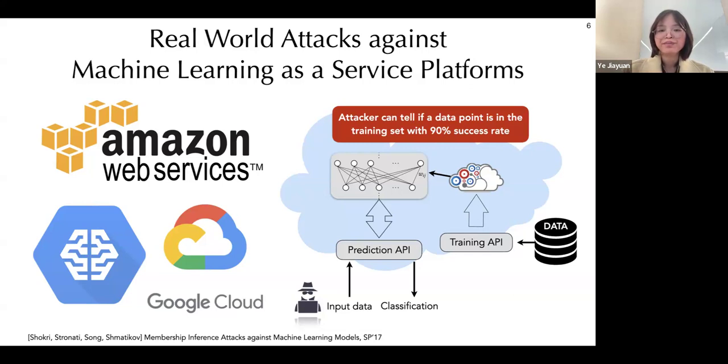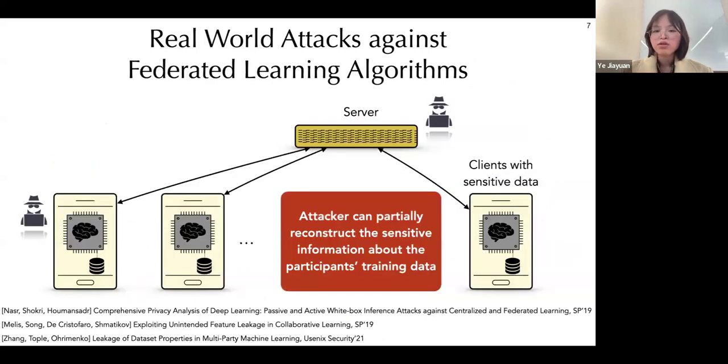Following this, people have also shown that in the federated learning setting, where the server and the clients communicate with each other about the aggregated model or updated model in the training process, the attacker can observe multiple snapshots of the models in the federated learning communications, and therefore it is actually stronger than the previous settings where it can only access one final trained model. And in this case, this stronger attacker can even partially reconstruct the sensitive information about the participants' training data.